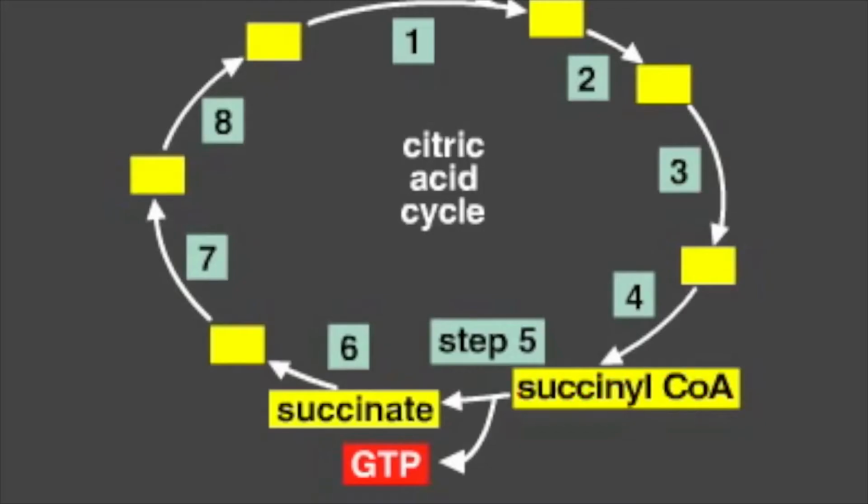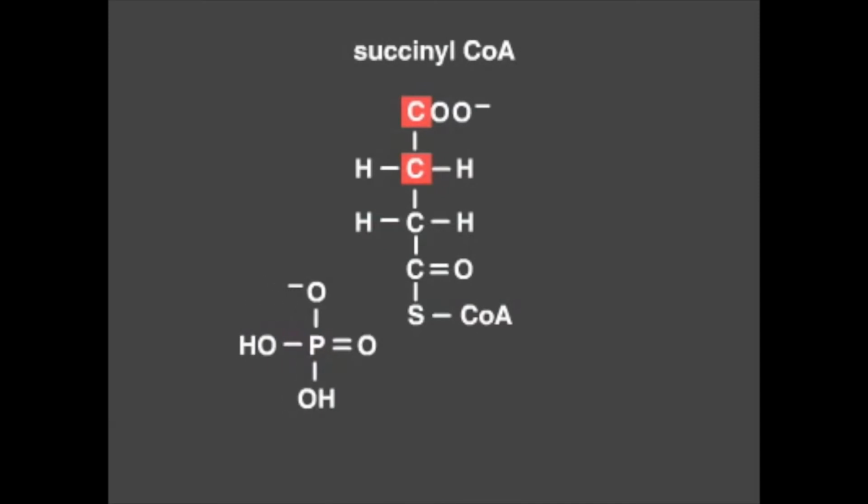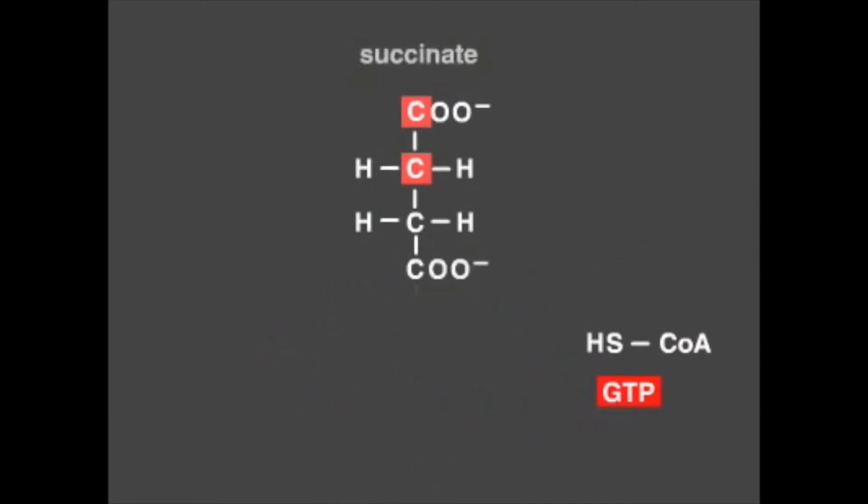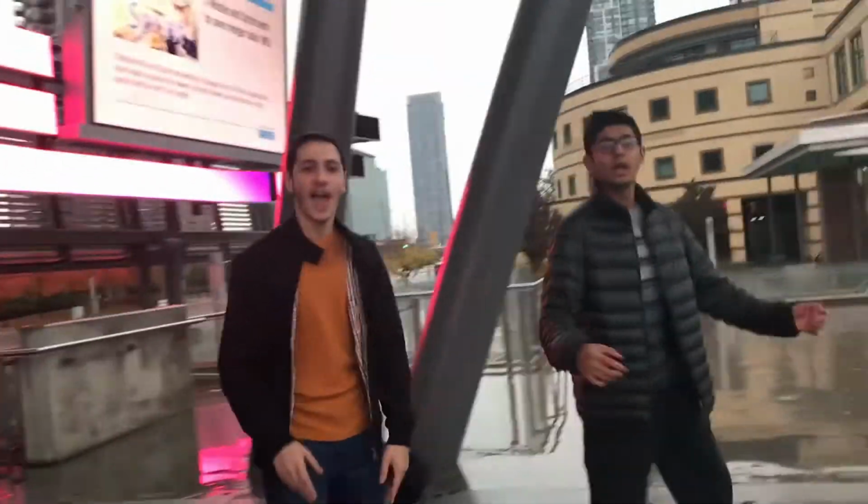Step 5. The unstable high-energy molecule succinyl-CoA gets cleaved to release its CoA by binding a phosphate that the GDP uses to make GTP, causing ADP to become ATP, which your body needs for energy, used when you play. And in the 5th step, the product is succinate.